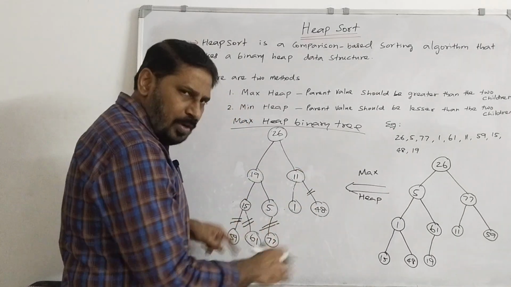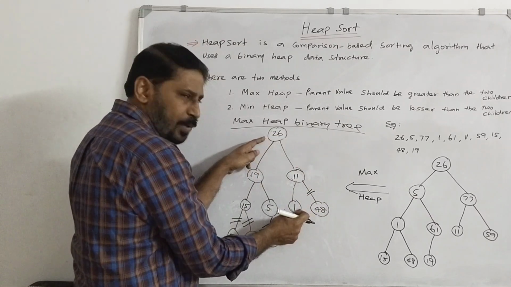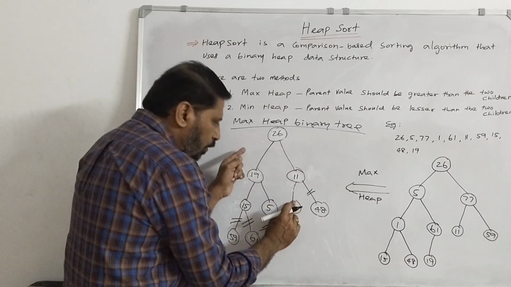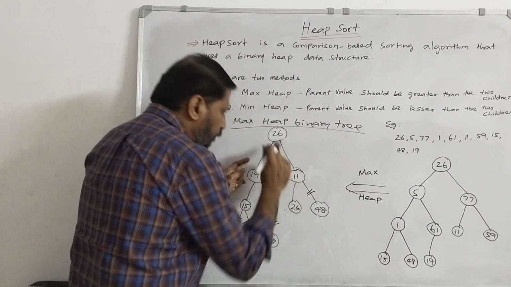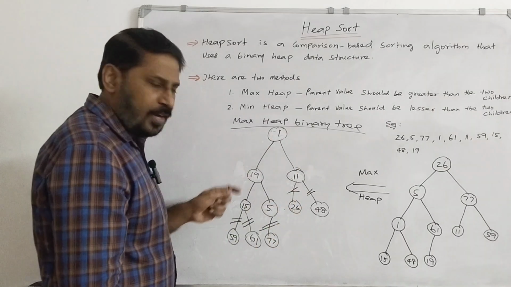Another iteration is over. Now I am going to take the 26 and replace it into the last uneliminated node. So 26 comes here, 1 goes here. So this is also eliminated in the next time.